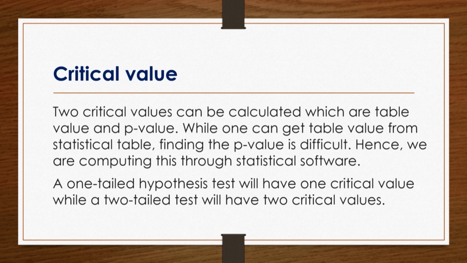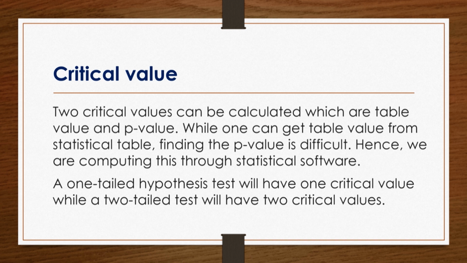Critical value. There are two critical values in testing. Here we can calculate which are table value and p value. While one can get table value from a statistical table, finding the p value is difficult. Hence, we compute this through statistical software. When we do it manually, we have to calculate the p value only through a statistical table. That is going to come in the next slides.